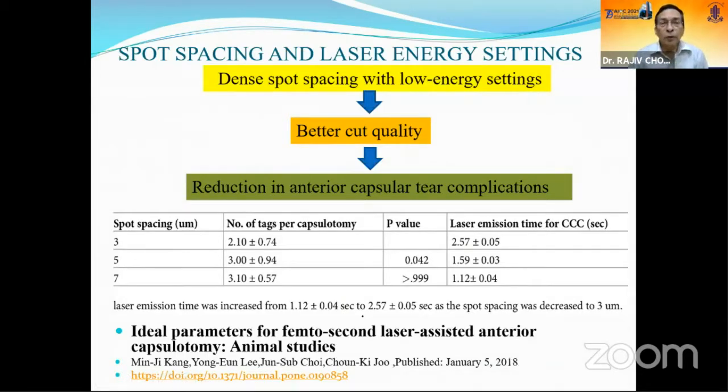What points should you take care of in the femtolaser? Spot spacing, as we do in femtolaser in refractive surgery also, is dense spot scanning with low energy setting, which gives a better quality of cut. If you have spot spacing 3 micron apart, the number of tags per capsulotomy is very minimal compared to if you keep it 7 micron apart. So the ideal parameter for femtosecond assisted anterior capsulotomy is 2 to 3 micron apart, vertical and horizontal.